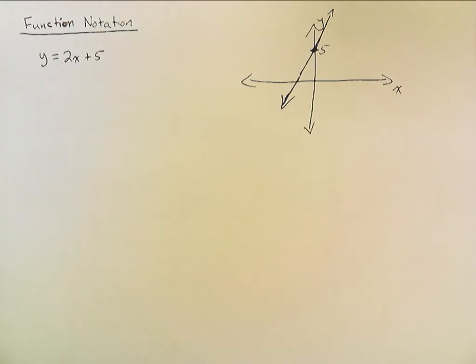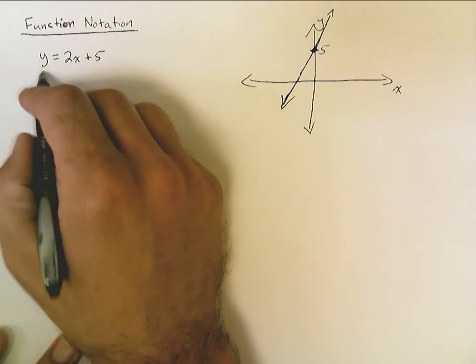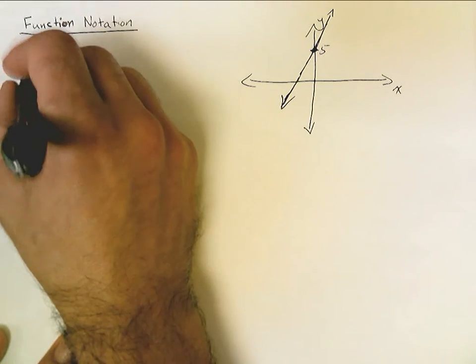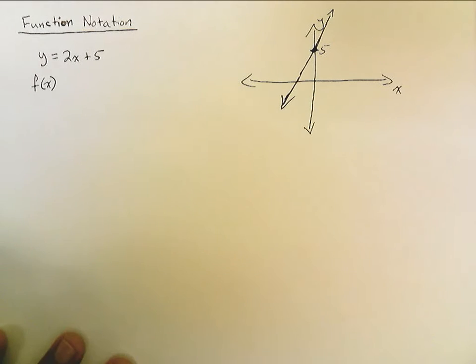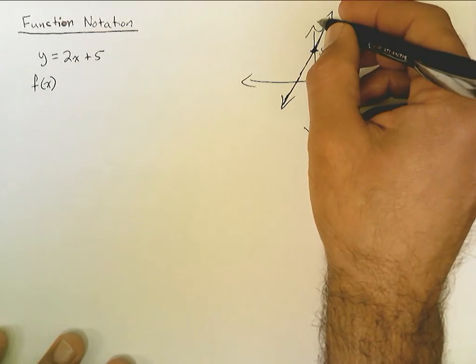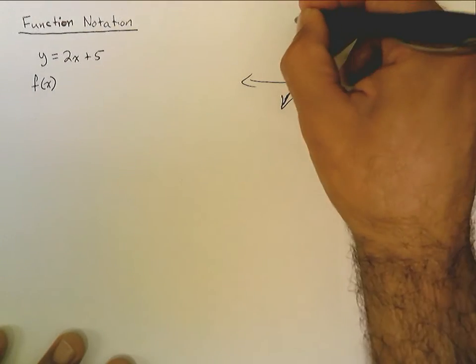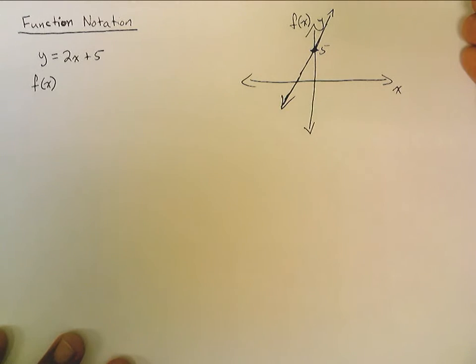But now what we're going to do is we're going to replace this y with some new notation here. And we're going to call this f of x. If you want to just understand the bare bones of this stuff, f of x and y are the exact same thing. We could, in fact, just call this, instead of the y-axis, the f of x-axis. Perfectly fine. It doesn't really matter what name we give this thing.